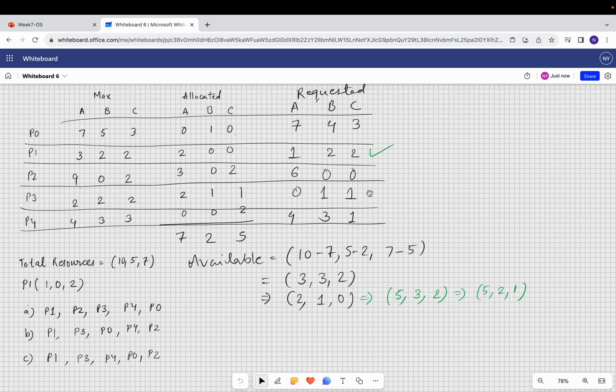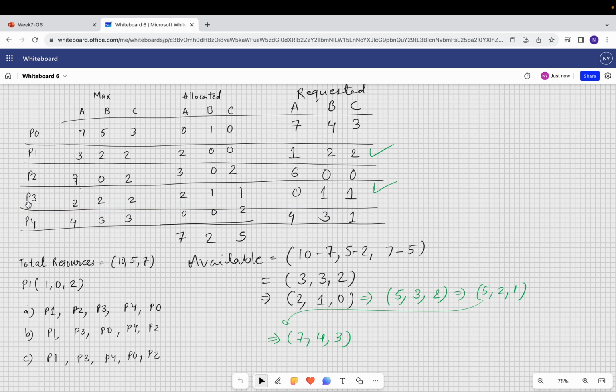After that, P3 will finish execution, and when P3 finishes execution, it will release the resources that it had. That means it will release 2 units of A, 1 plus 1, 2 units of B, and 1 plus 1, 2 units of C. Let us add all of that to the available units, and our available units will become 5 plus 2, which is 7, 2 plus 2, 4, and 1 plus 2, 3. So now we have 7, 4, 3 units of resources available.